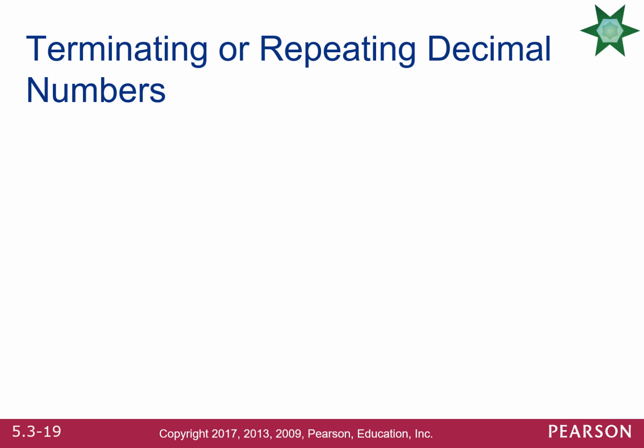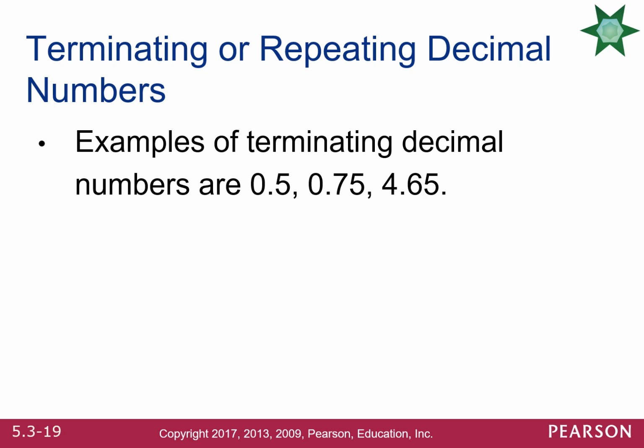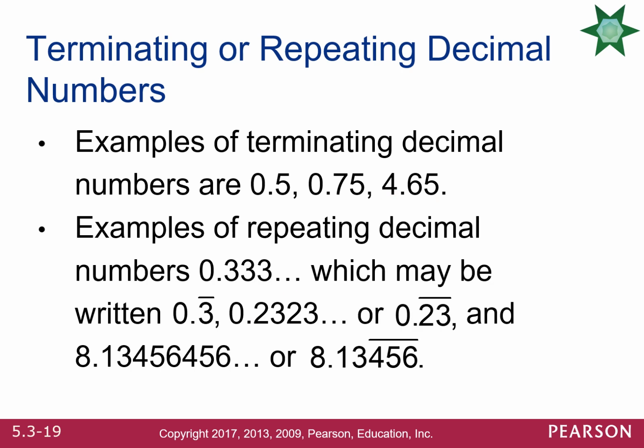So here are some examples of terminating or repeating decimals. The first set are examples of terminating decimal numbers, and they are 0.5, 0.75, and 4.65. So that means in 0.5 there are no decimal values after the 5. Same for 0.75. There's no decimal values that come after 5. And then same for 4.65. Right?